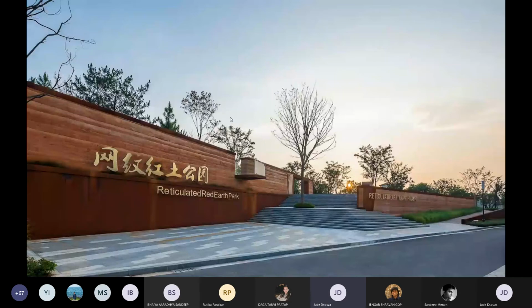Before I get you inside the park, look at this wall. So you guys have heard of rammed earth, I hope. Yes, no. Yes, sir. Students. Okay. Great. So this rammed earth wall is actually made from the soil from the park itself.